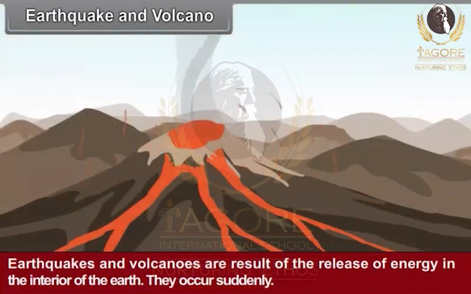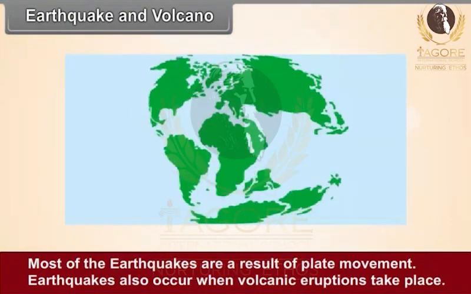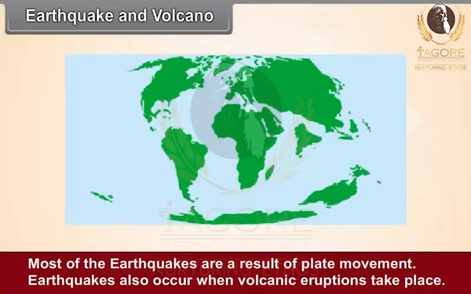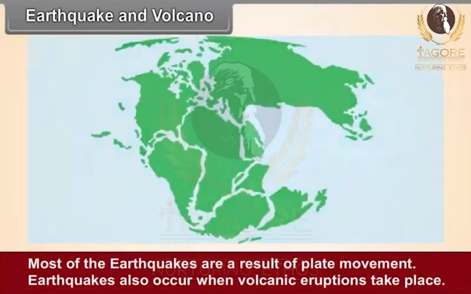Earthquakes and volcanoes are a result of the release of energy in the interior of the earth. They occur suddenly. Most of the earthquakes are a result of plate movements. Earthquakes also occur when volcanic eruptions take place.